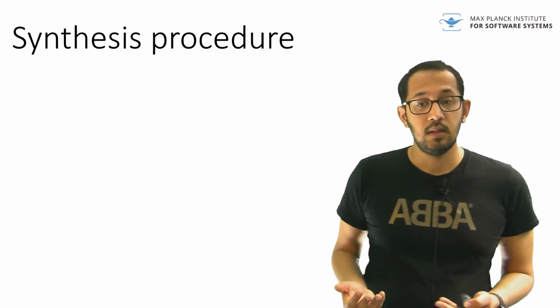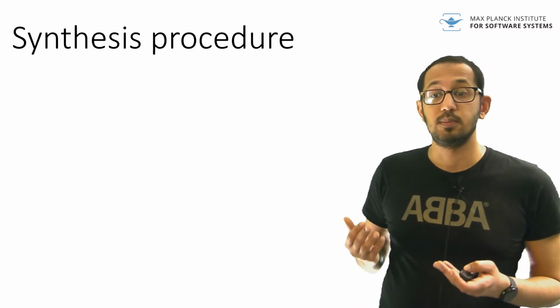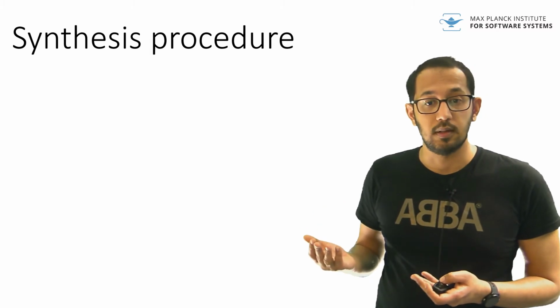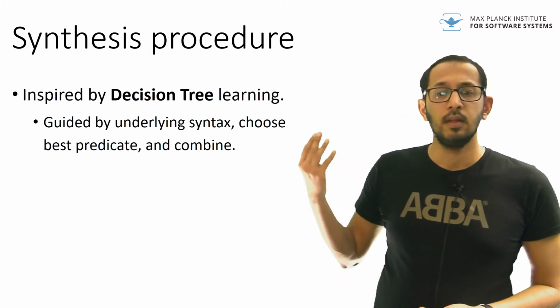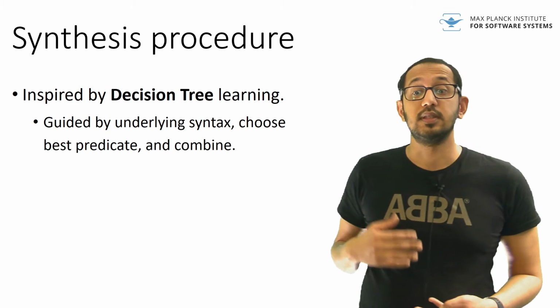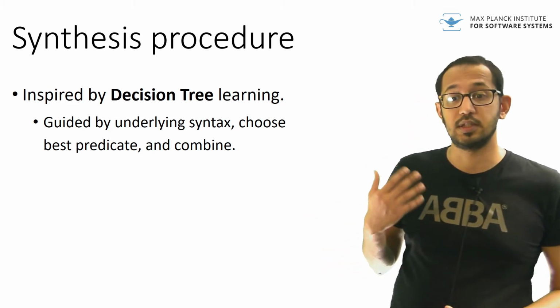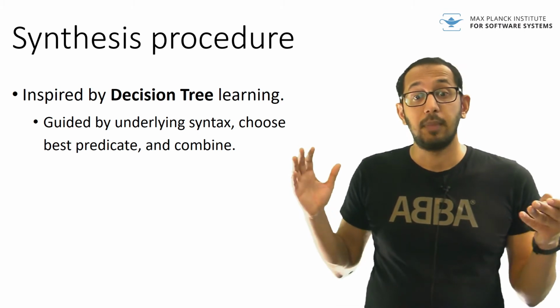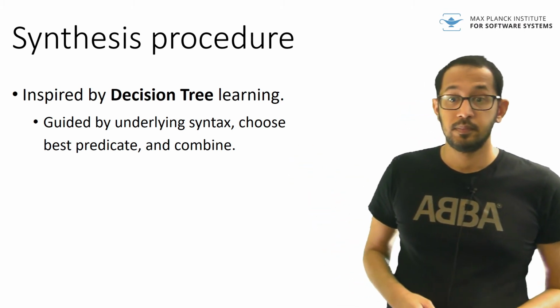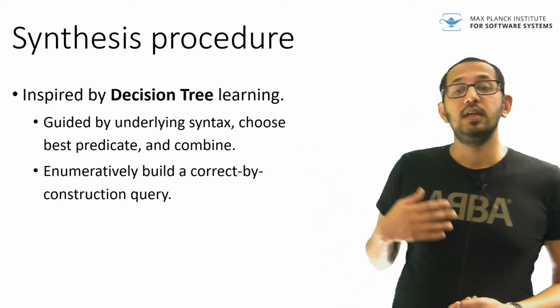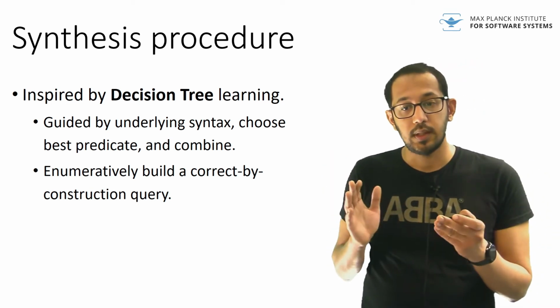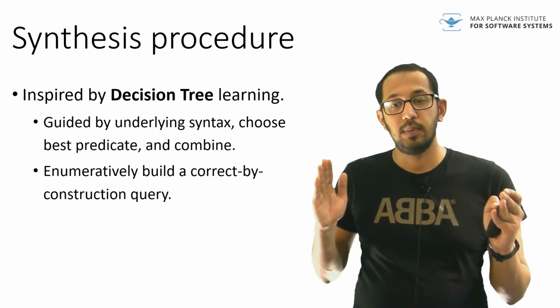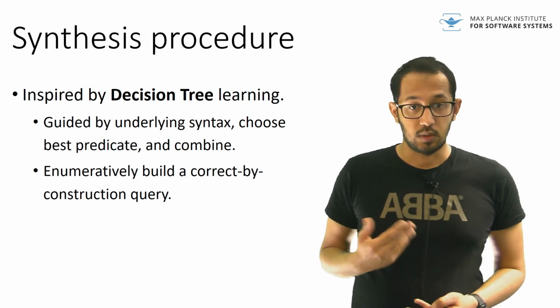At a high level, our synthesis approach is based on decision tree learning. The underlying syntax gives us some predicates. So at each step, we greedily choose the best predicate and then combine these together. As is standard, we favor the synthesis of small queries and then enumeratively build a correct by construction query.